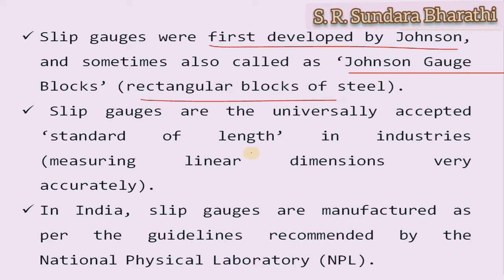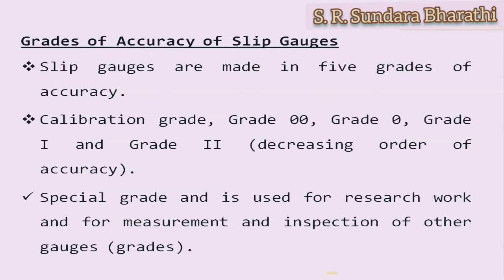So if you want to take accurate dimensions, if you want a known value, then you have to choose slip gauges. They are also used to calibrate other instruments. In India, slip gauges are manufactured with the guidance recommended by NPL, the National Physical Laboratory.